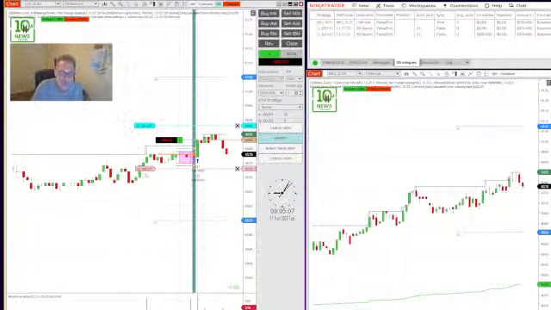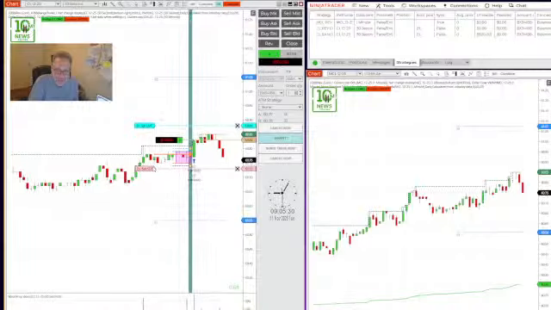This was my worry that we'd make a new high and change direction. I'm tempted to exit this trade early. If I'm going to exit it early, I will move my stop up. That's going to take me out.